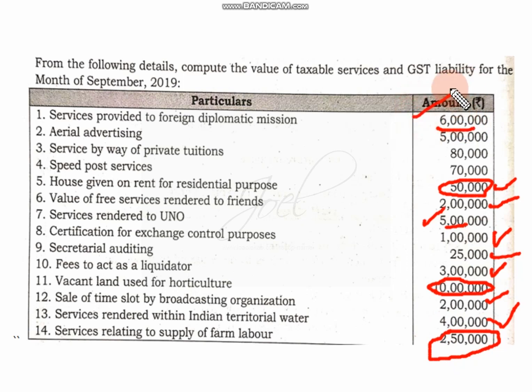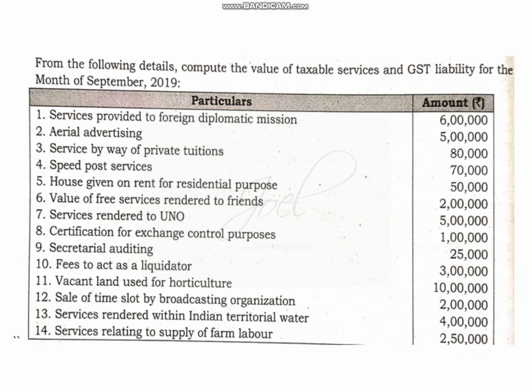One is 6 lakh, that is foreign diplomatic mission. House, which is not allowed at all. Next, horticulture, it is exempt. UNO, it is there, that is also exempt. One more is farm labor, exempt. So 4 items are exempt, one is not allowed under taxation laws. So this is the thing, we'll see the solution.